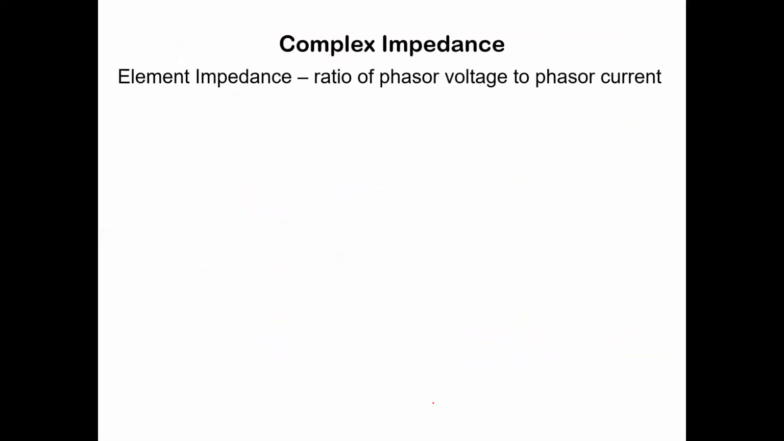Ohm's law says resistance is V over I. Well, with phasors, we're going to say the phasor Ohm's law. In the phasor domain, we're going to call it Z. It's a complex number, and that's going to equal V phasor over I phasor. So you can take a component and measure its phasor voltage, its phasor current, and divide those two, and that gives you the equivalent of resistance in the phasor domain.